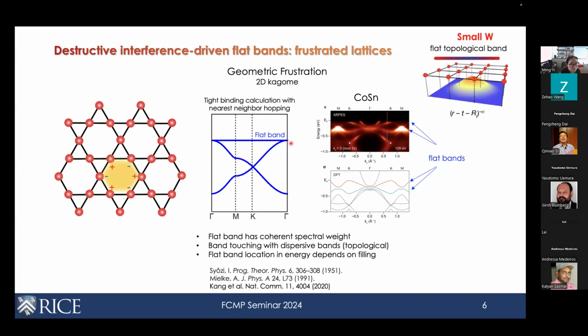And the distinction is that as realized in a real material, this is the really nice work by Ricardo Comin and Joe Checkelsky's group. You can see that in cobalt tin, you can clearly see the full quasi-particle coherence of these flat bands made by this destructive interference of the hopping, right? So this is in contrast to what we know about the correlation interaction-driven flat bands. So here's the distinction between the two.